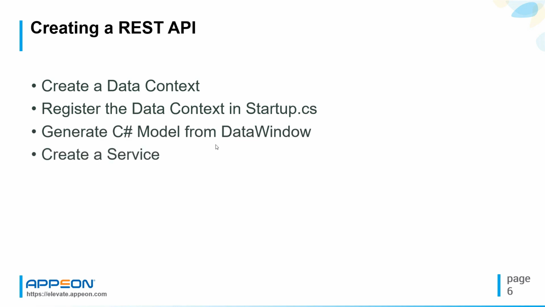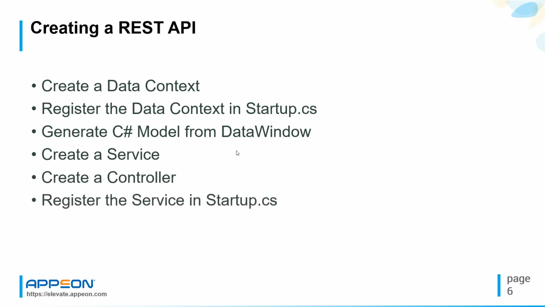We're going to create a service then that uses that data model. We're going to create a controller that uses that service. Then we're going to take that service and we're going to register that as well in the startup.cs file. You might think of the startup.cs file as maybe the open event of your application, just to give you some corresponding idea what it does.